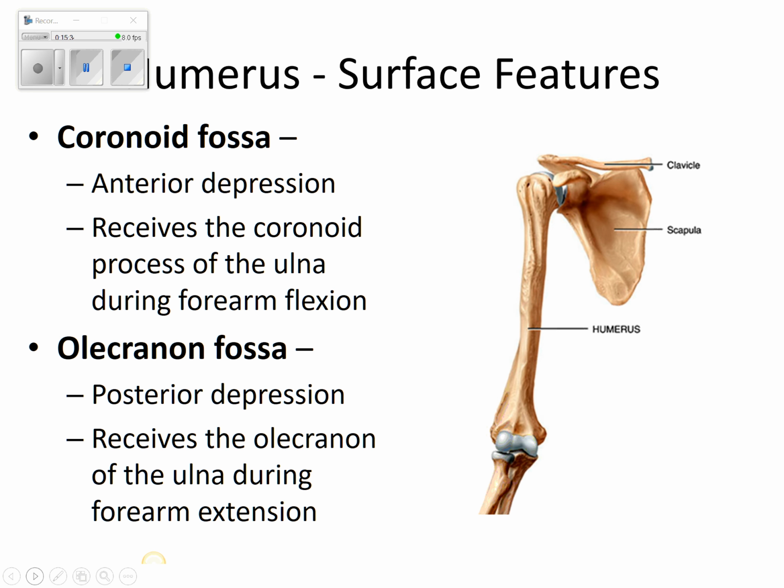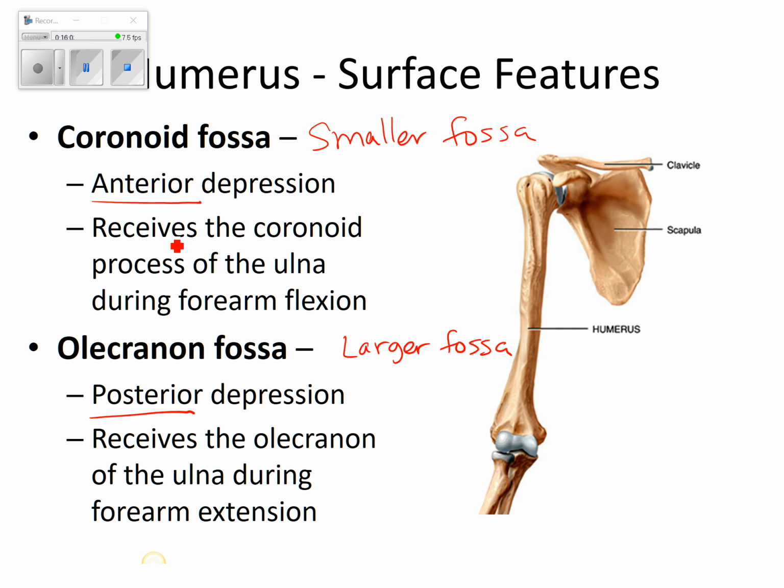So next we have two fossas. We have the coronoid fossa and the olecranon fossa. The coronoid fossa is the smaller of the two. Okay, it's also going to be on the anterior side, whereas the olecranon fossa is going to be the larger fossa, and it's going to be on the posterior side. Okay, so the coronoid fossa is going to receive the coronoid process of the ulna during your forearm flexion, and then the olecranon fossa is going to receive the olecranon of the ulna during your forearm extension.